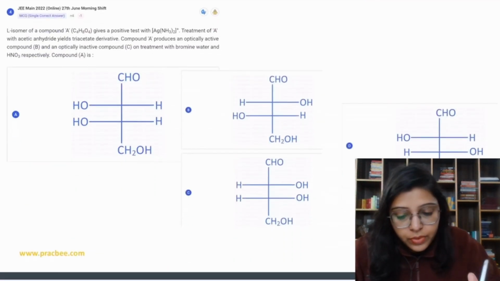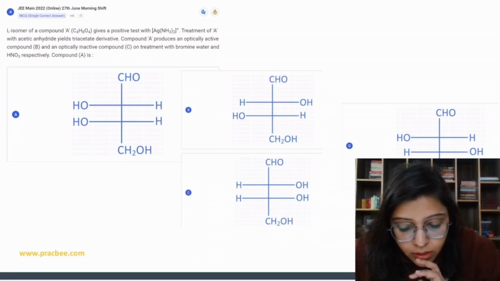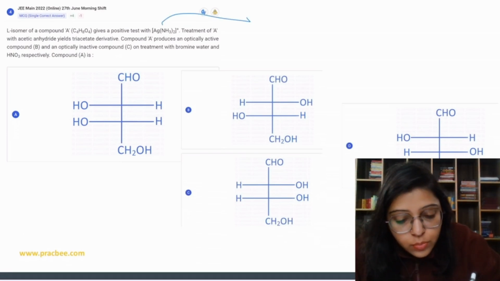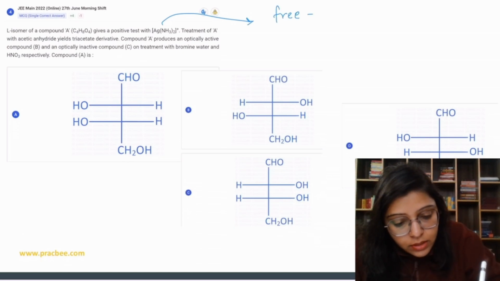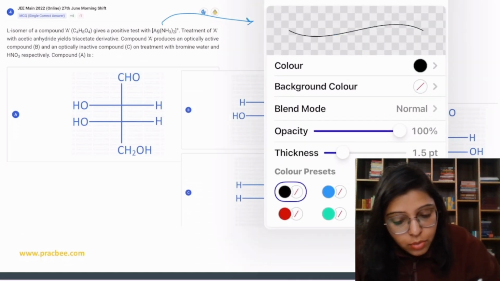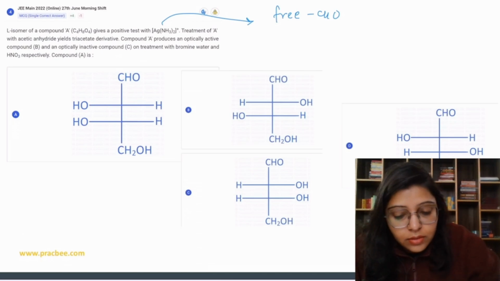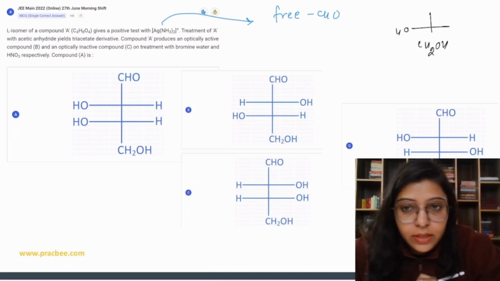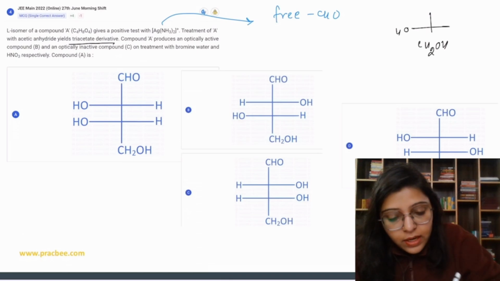Now, next question. L isomer of a compound A, C4H8O4, gives positive test with silver ammoniacal nitrate solution, Tollens. So it means free aldehyde group is present. Free CHO group is present. That's the important part. L isomer, it means if we have CH2OH, then this OH is present on the left hand side. So that's L isomer. Treatment of A with acetic anhydride yields triacetate derivative. Triacetate derivative means 3 OH groups should be present.